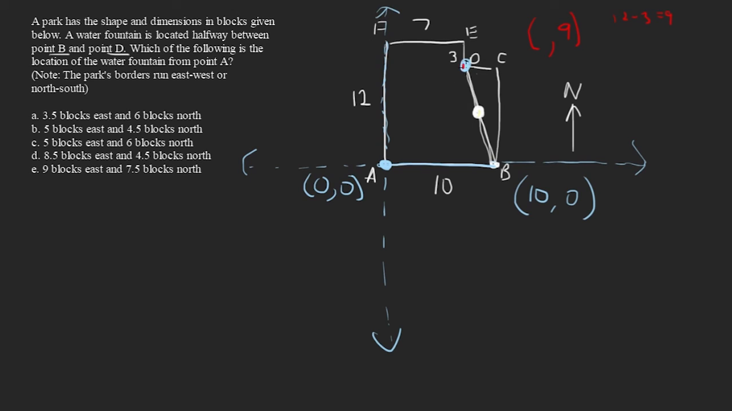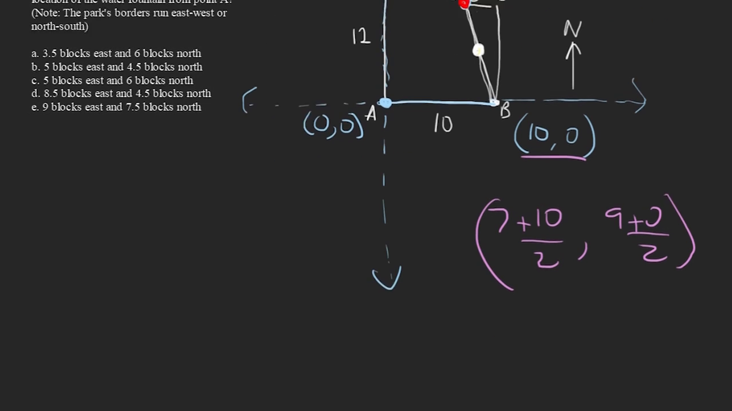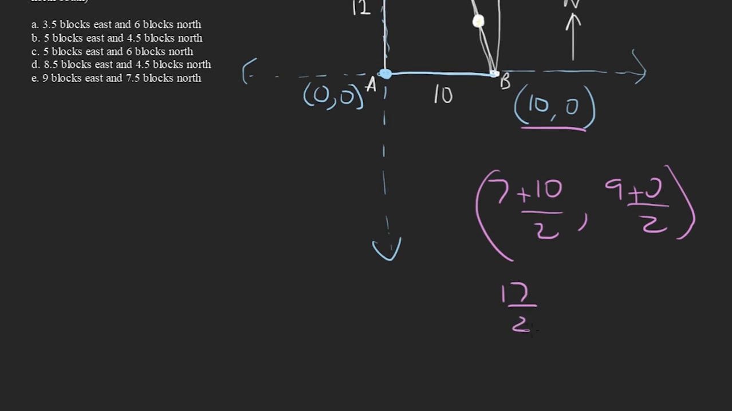The x value looks to be like we go from 0 to 7. That is our x value there. Okay, so the midpoint, we created 2 points now, 7, 9 and 10, 0. Let's make our midpoint. 7 plus 10 over 2, comma, 9 plus 0 over 2. All right, so that's 17 over 2, which is also 8.5, and 9 over 2 is 4.5.